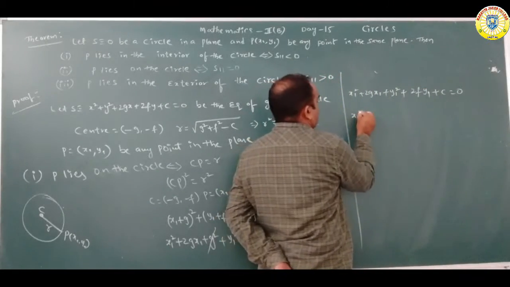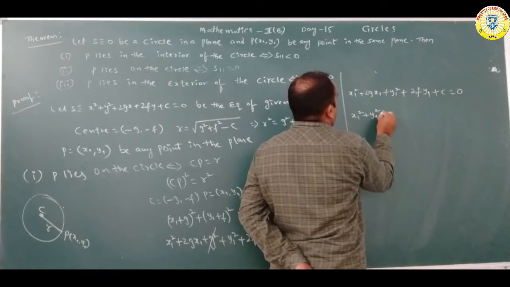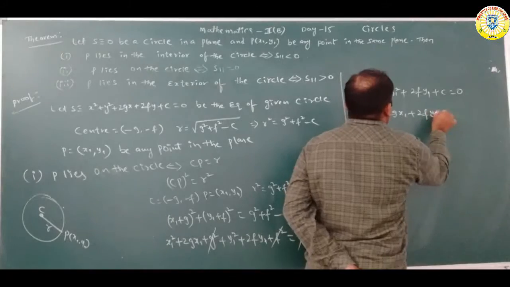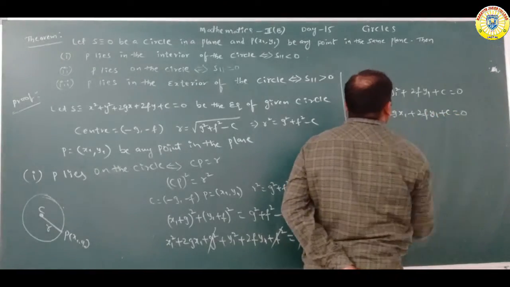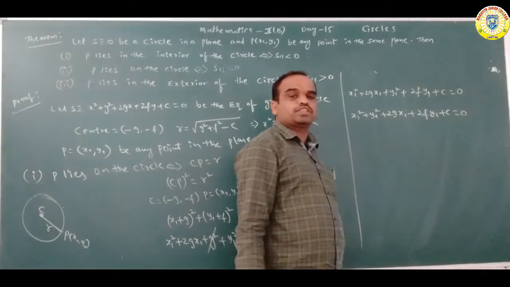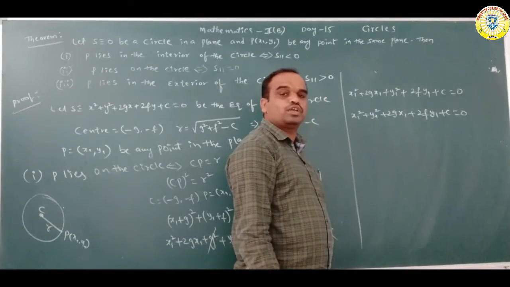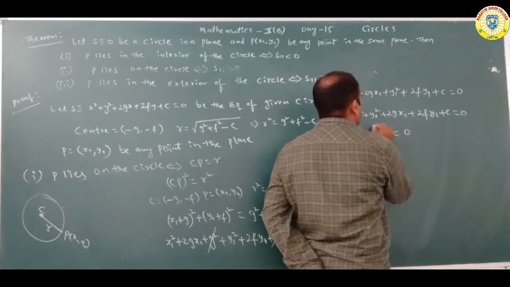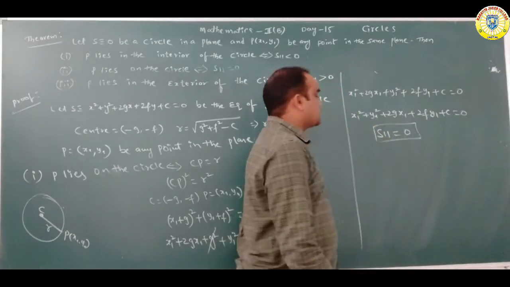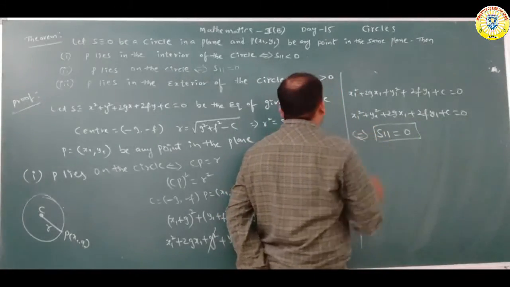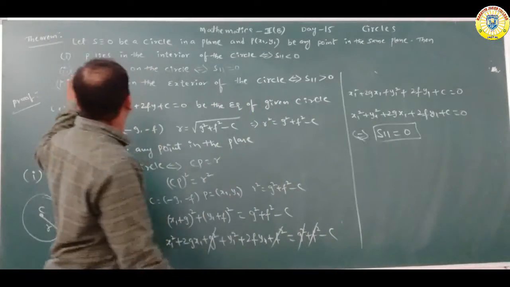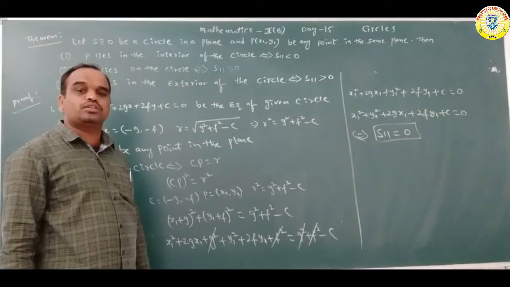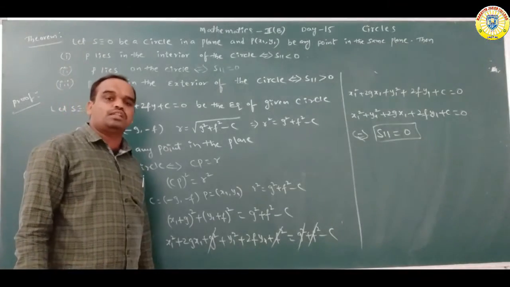Here x1 square plus y1 square plus 2gx1 plus 2fy1 plus c is equal to 0. This is the notation S11 is equal to 0. If it satisfies S11 is equal to 0, the point P lies on the circle.